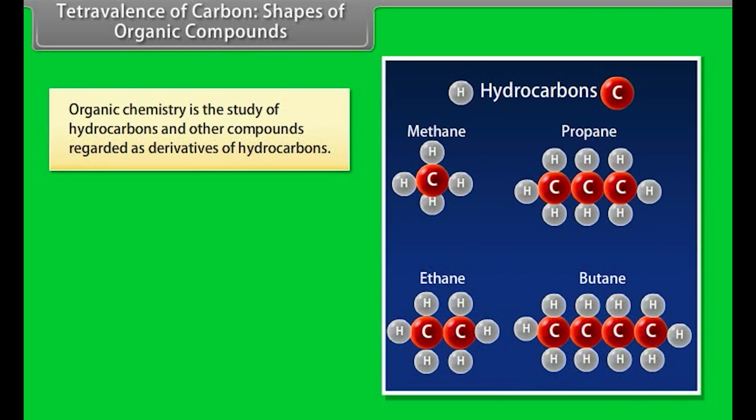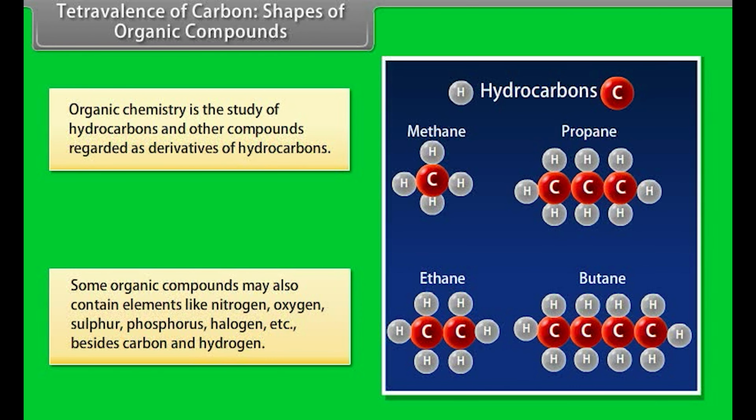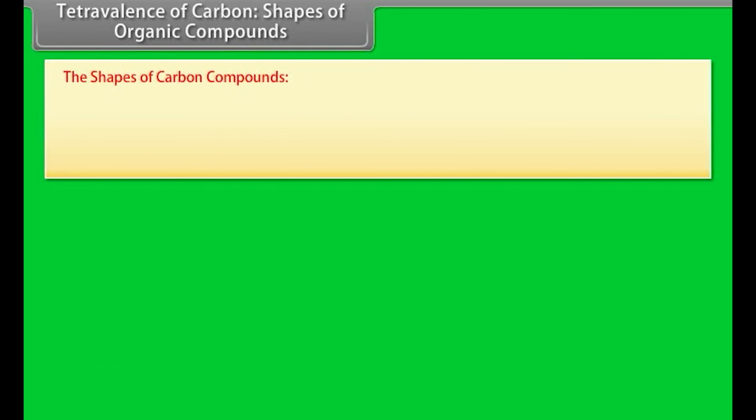Organic chemistry is the study of hydrocarbons and other compounds regarded as derivatives of hydrocarbons. Some organic compounds may also contain elements like nitrogen, oxygen, sulfur, phosphorus, halogen, etc. besides carbon and hydrogen. The shapes of carbon compounds.